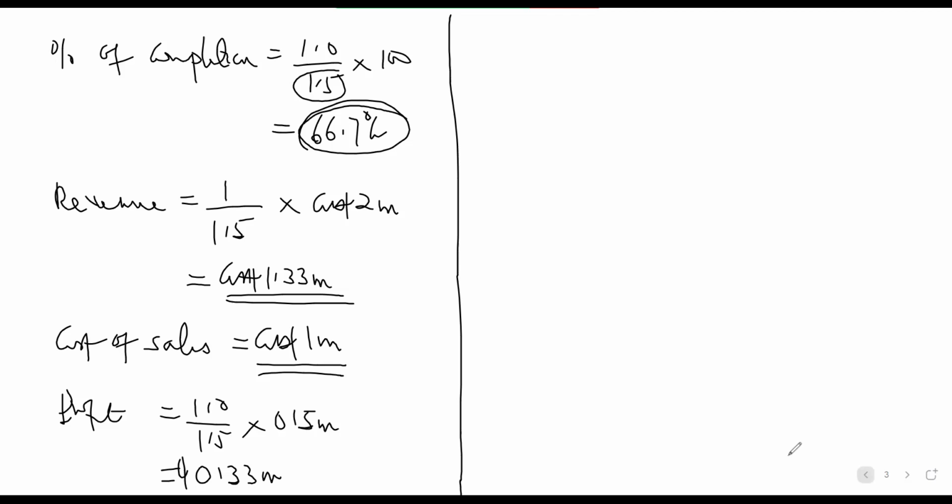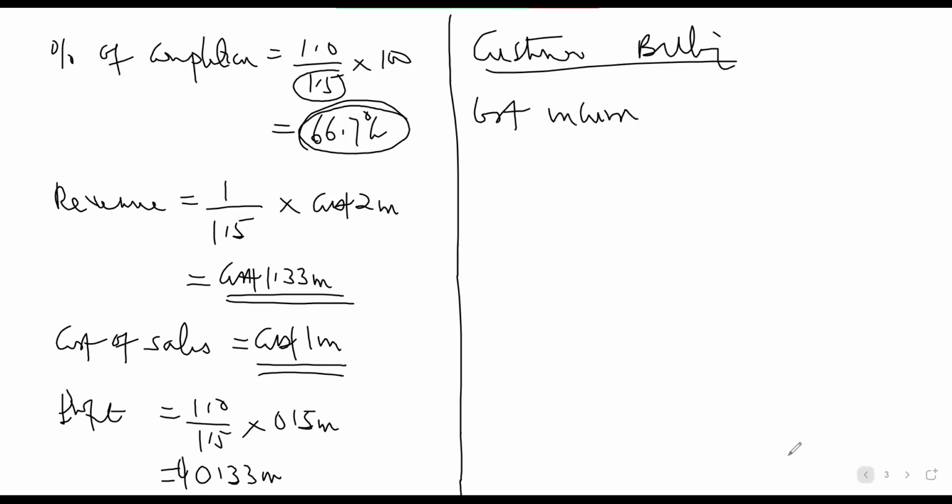Okay, the question now is, if you want to bill this particular customer, what will be the total amount that the company will be billing the customer? What will be the total amount? Let's look at the customer billing. The cost that the company has incurred up to date is what? 1 million. Okay.